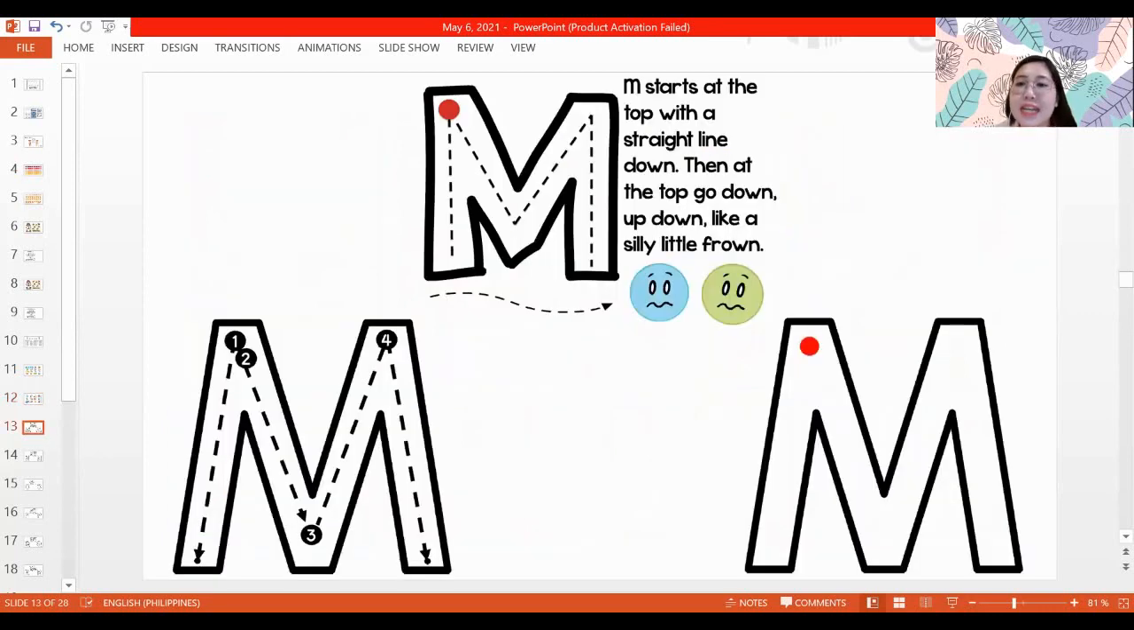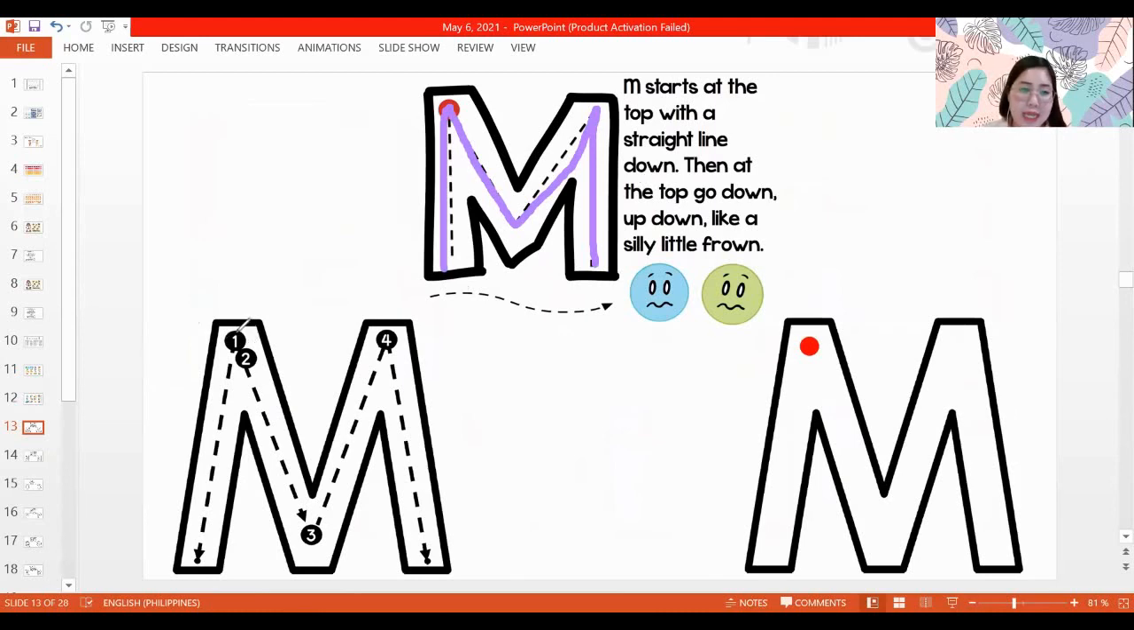We have the letter M. M starts at the top with a straight line down. Then the top go down, up, down like a silly little frown. So let's try that with our marker. So it says start at the top. We make a straight line down. Then we go back at the top. We go down, up, and a straight line down again. Okay, so we made our capital letter M.